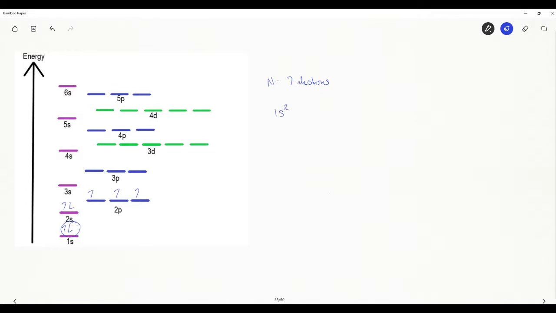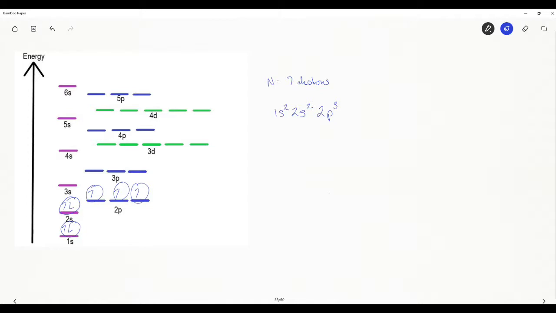The next orbital I filled was the 2s orbital. Again, I have 2 electrons in there, so I'm just going to do a superscript of 2. Then I have the 2p orbitals, and right now I have 1, 2, 3 electrons in there. So I'm going to simply put a 3 as a superscript there.